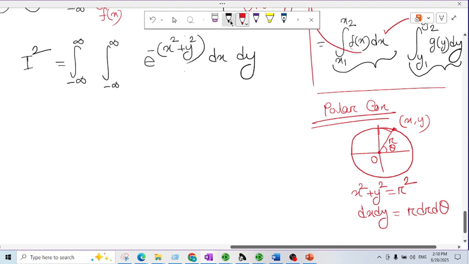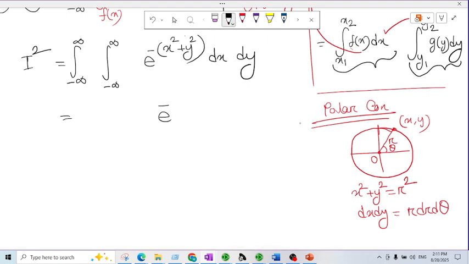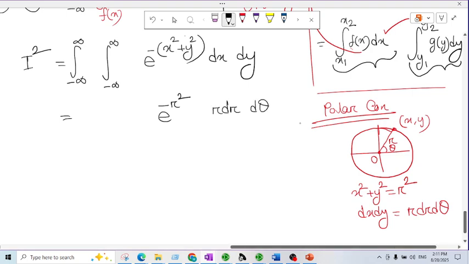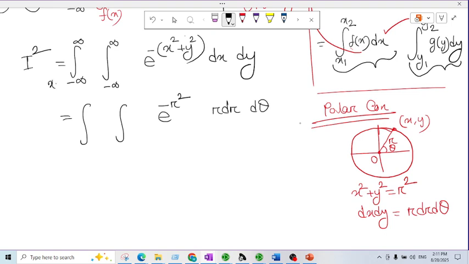Okay, so let's do this. Let's put this value here and we will get e to the power minus r square. Now let's put this value here and we will get r dr d theta. Also we have to change this range, because this is the range of x and this is the range of y, but now we have to change it into a range of r and a range of theta. So let's see what the range of r and the range of theta will be.